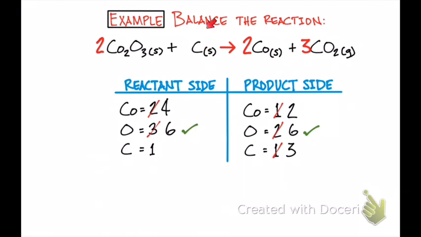For carbon, you can see that we have 3 carbons on the right and only 1 carbon on the left. So what we can do here is we can add a coefficient of 3 in front of carbon on the reactant side. So now the total number of carbon atoms on both sides is balanced.